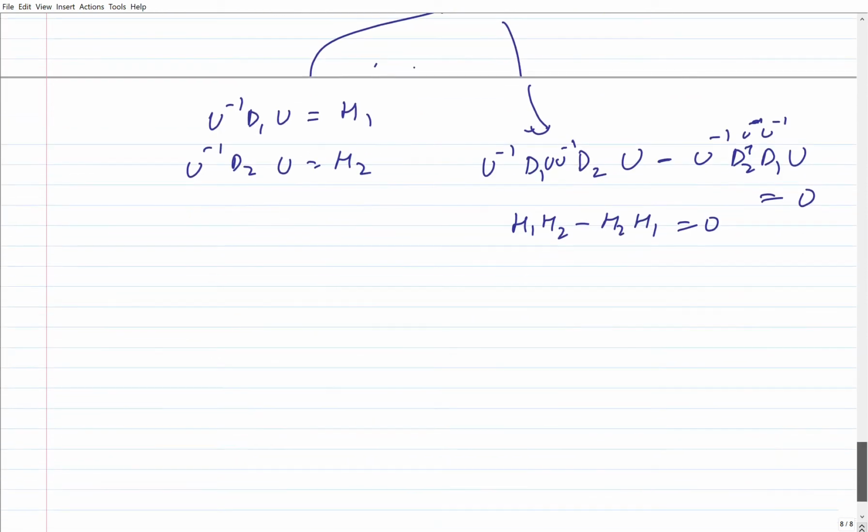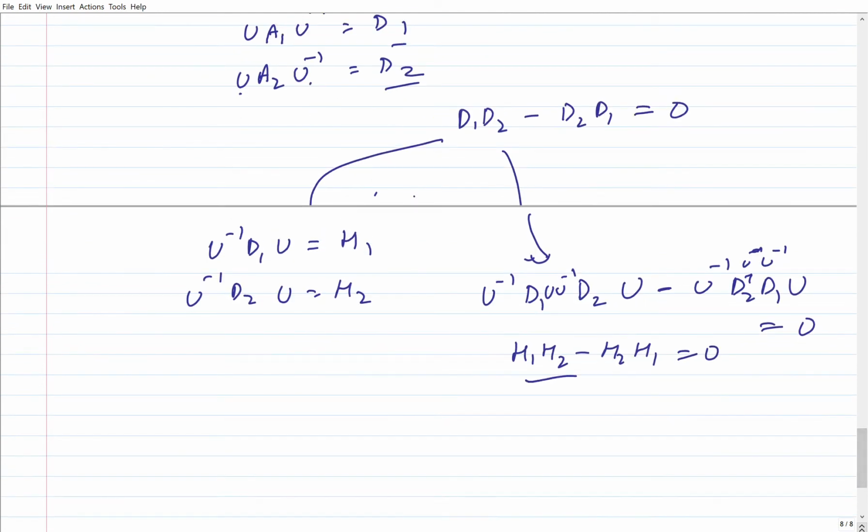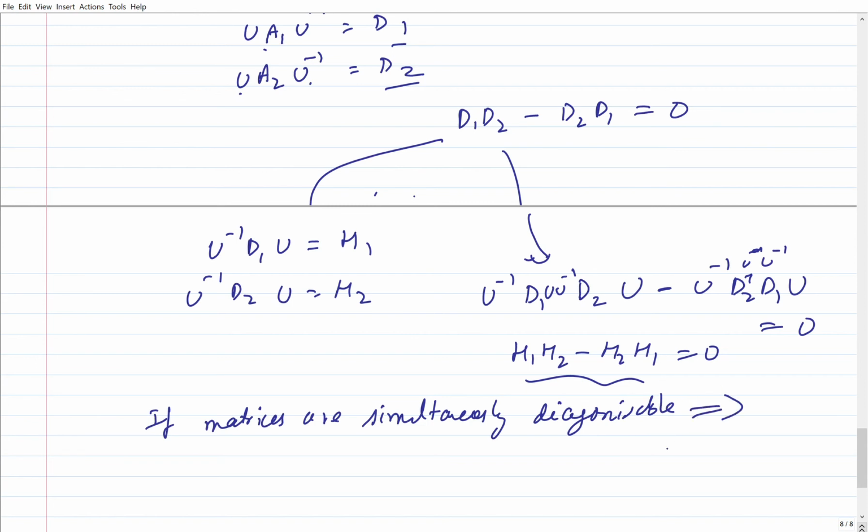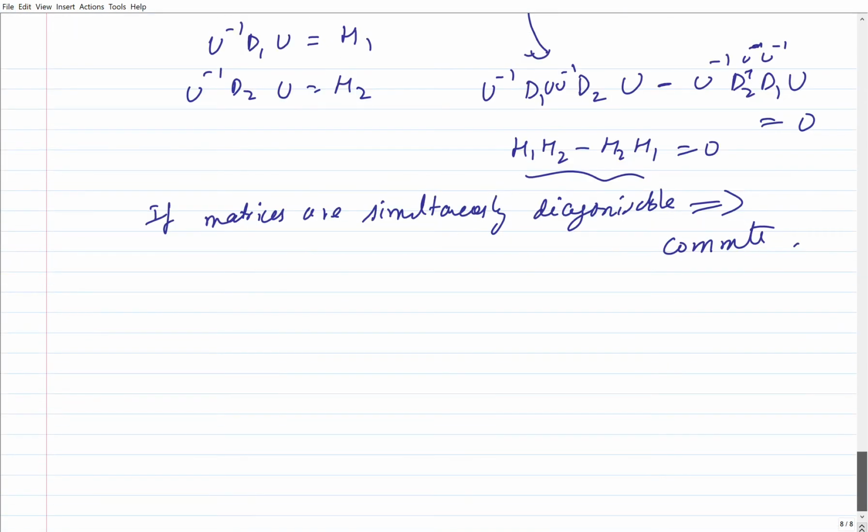I have replaced H by A1 and A2, H1 and H2, it doesn't matter. But what it means is that if matrices are simultaneously diagonalizable, then they commute. Okay, so that is something again to keep in mind.